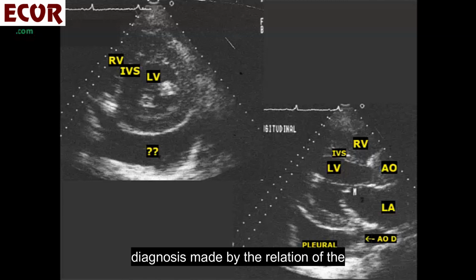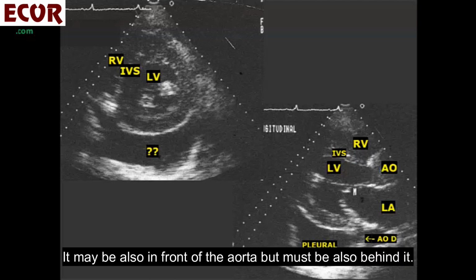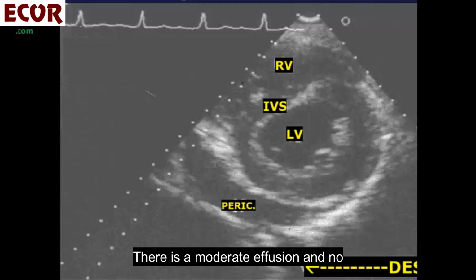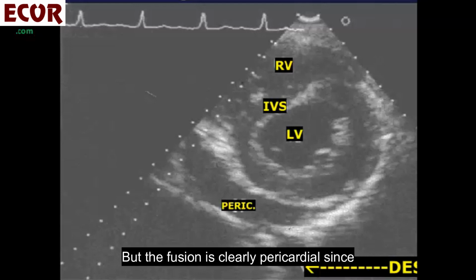In this case, the diagnosis is made by the relation of the effusion to the aorta. In this long X of the same patient, this effusion behind the heart is also behind the descending thoracic aorta. Then it's for sure a pleural effusion. It may be also in front of the aorta, but must be also behind it. Look at this case. There is a moderate effusion and no apparent space in front of the heart. But the effusion is clearly pericardial since it's anterior to the descending thoracic aorta.